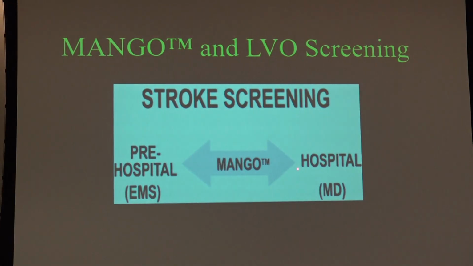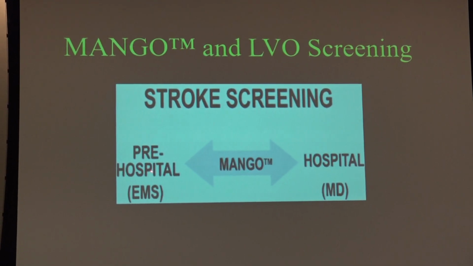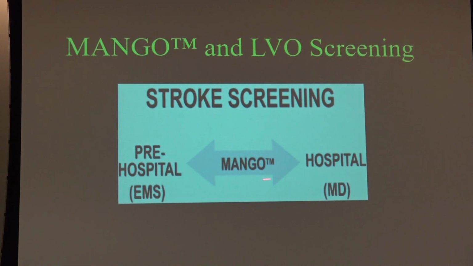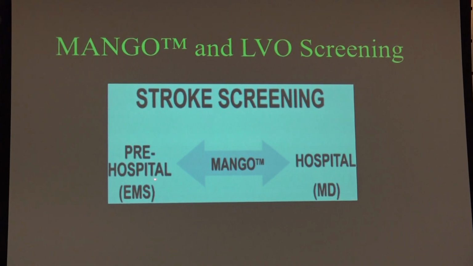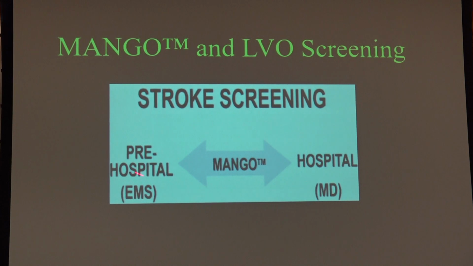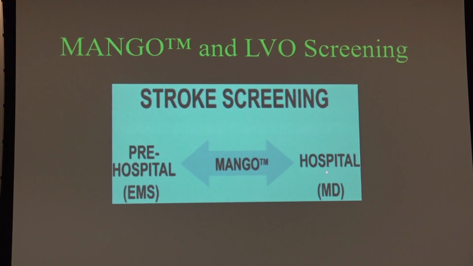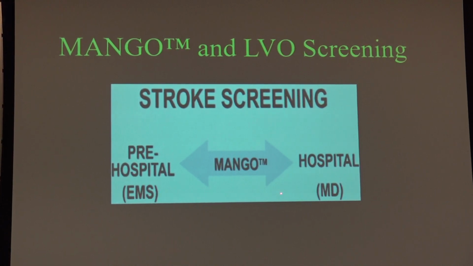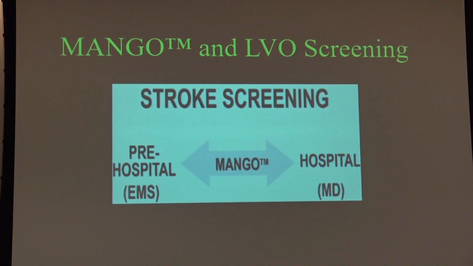Now what's very interesting is we are now using MANGO in the hospital as well as our pre-hospital screening system with EMS. So now when EMS is coming into the hospital and they tell us it's MANGO positive, we are alert, vigilant, and ready to take care of these patients. The best way I can explain this is, when I used to work in the hospital, I used to hear stroke alert, stroke alert, stroke alert all day long.